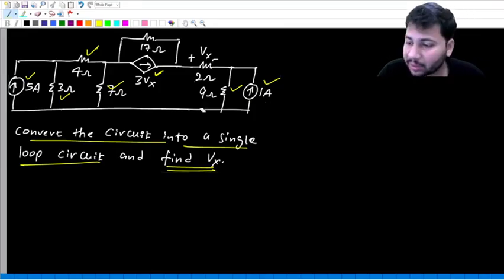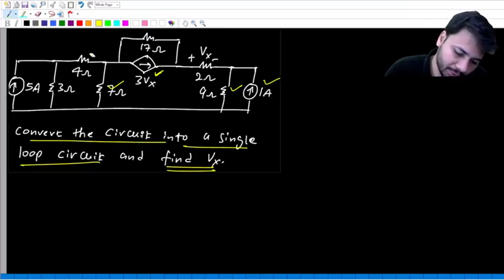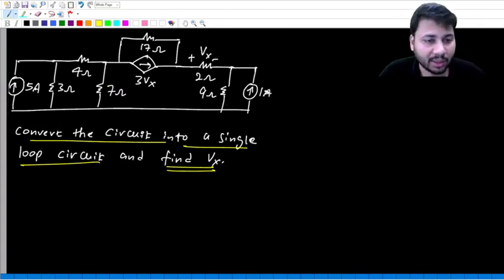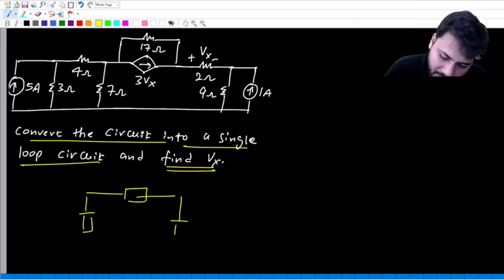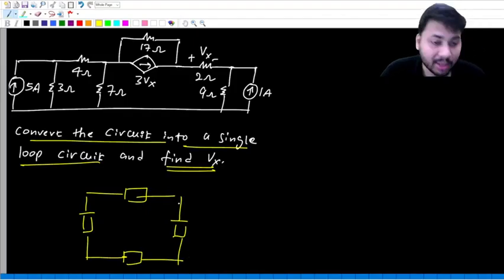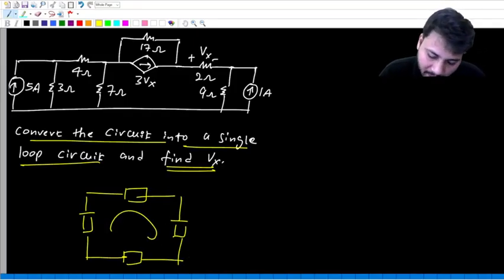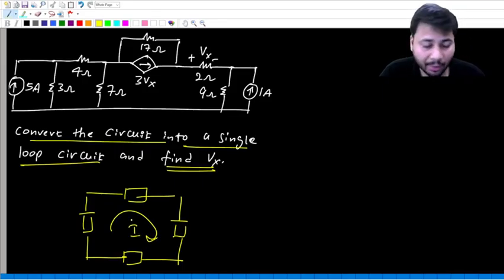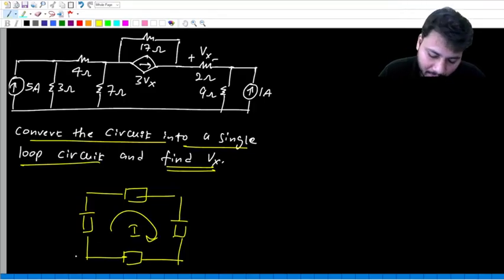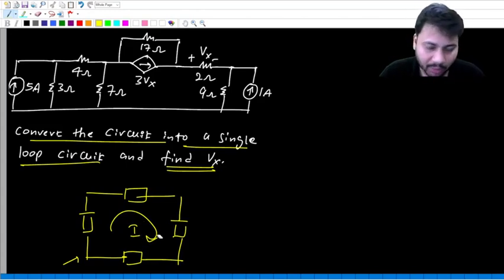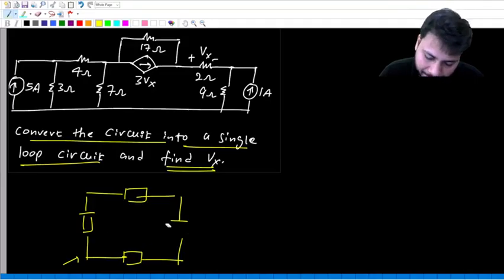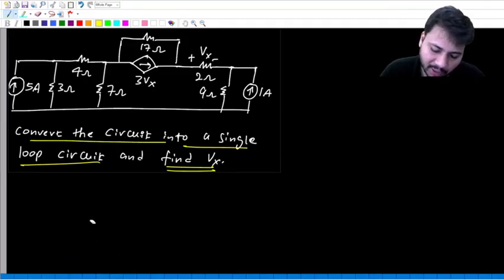Before you find Vx, you have to convert the circuit into a single loop circuit. What is that single loop circuit? A single loop circuit will have only one loop, and all elements will be in series around that single loop. What is the convenient thing about a single loop circuit? Because all elements are in series, they have the same current, the loop current I. You can easily write KVL around the single loop to find the value of the loop current, and from the loop current we can find every branch voltage. That is the convenient thing about the single loop circuit.